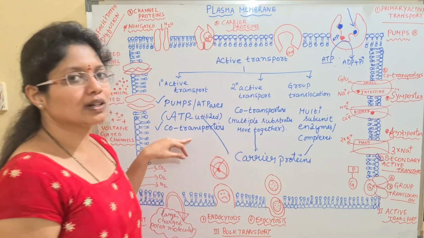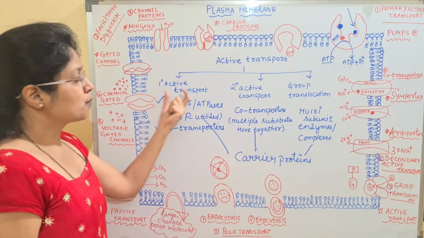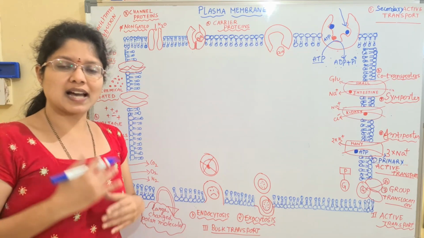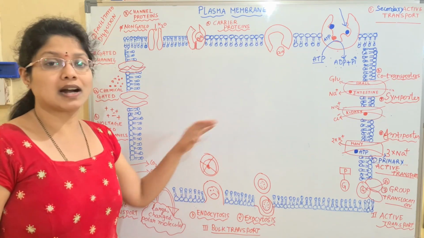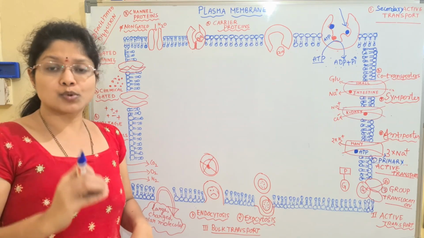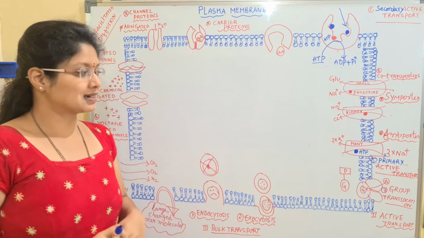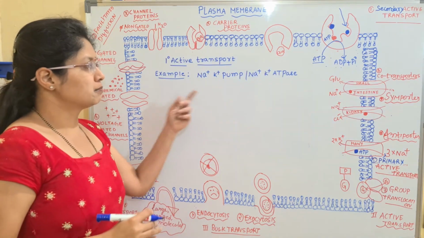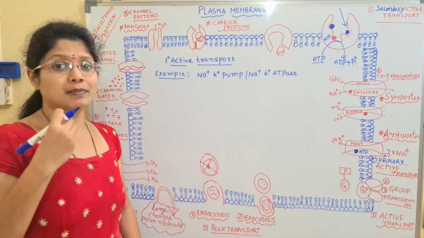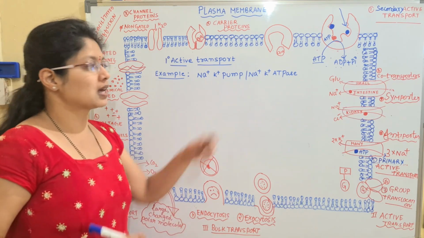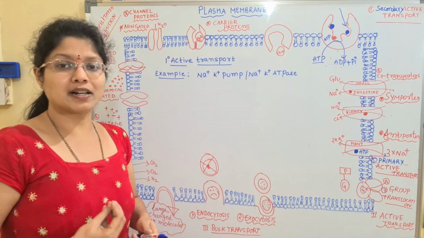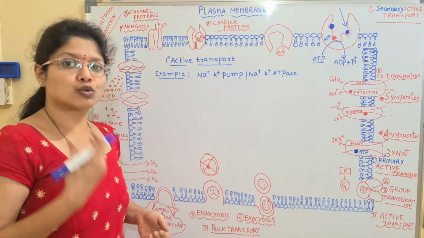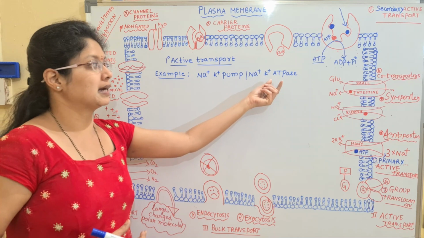Okay, so let us move on to the classification. The first one is primary active transport. In this primary active transport, the example I have taken today to explain the concept is the sodium potassium pump. Let us see how it works. The sodium potassium pump is also known as sodium potassium ATPase. Why? Because pumps are mainly operated based upon adenosine triphosphate, that is ATP, and hence it is also known as the sodium potassium ATPase.